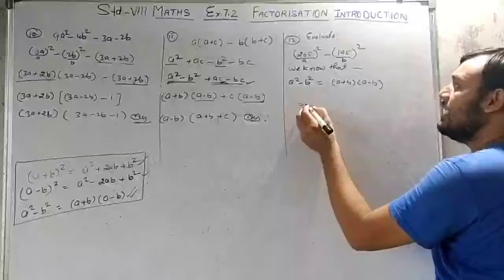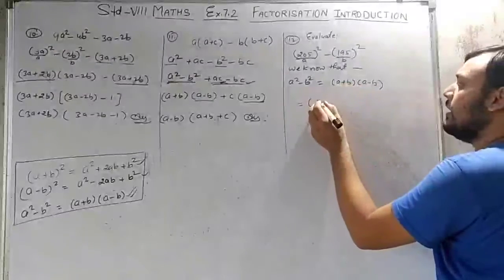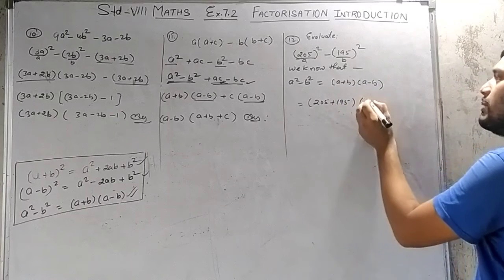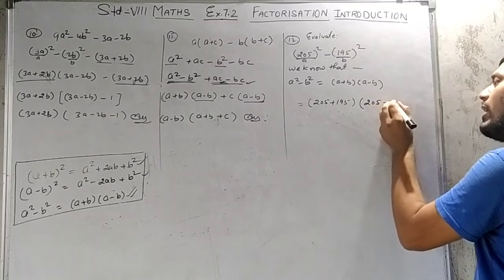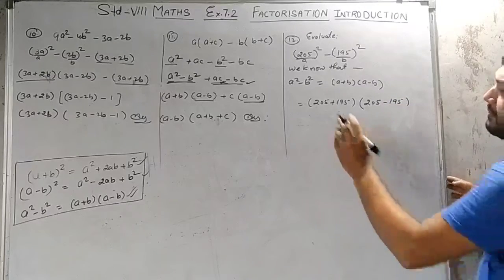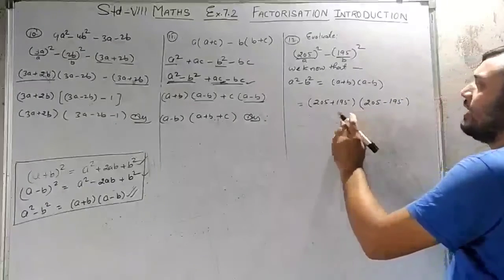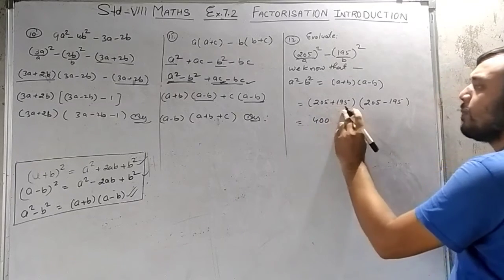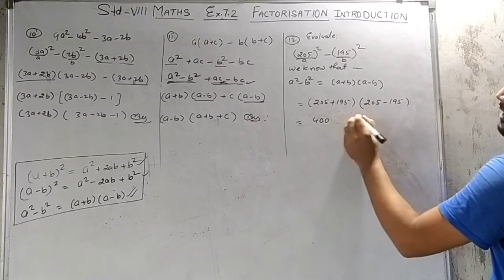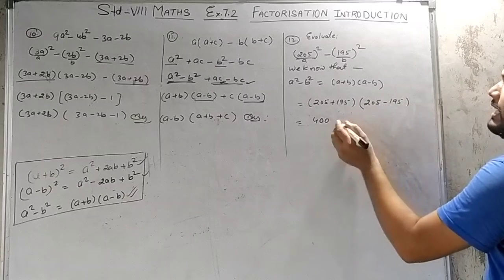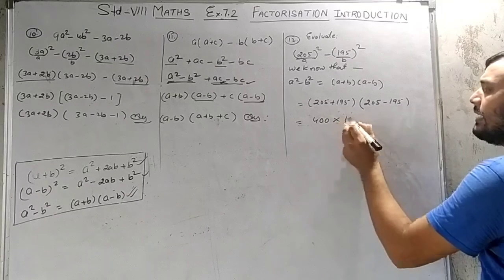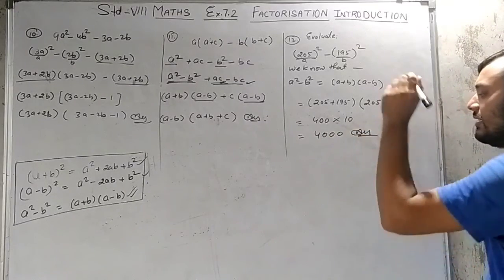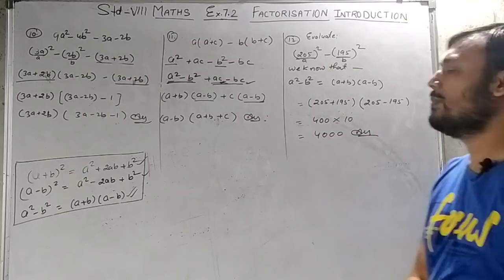So what we will find, the answer will be a plus b, 205 plus 195, in the next bracket a minus b, 205 minus 195. 205 plus 195, how much will it be? It will be 400, if you add both it will be 400. Okay, now look, 205 minus 195, how much will the answer be? 10. It means finally you will get your answer 4000. This is the final answer regarding question number 12.